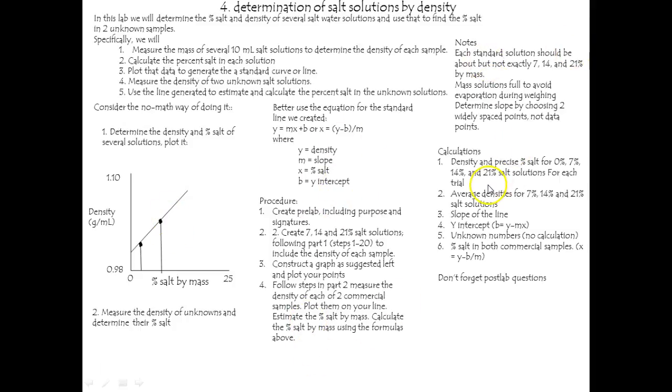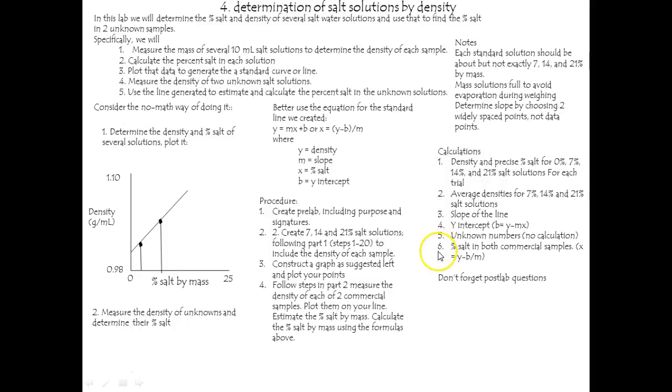All right, a couple notes and specifically what calculations we're looking for. Each standard solution should be about, but not exactly, 7, 14, and 21% by mass. And this description of how to do that is outlined in the experimental procedures. When you're massing any of your solutions, do it while the cap is on to avoid evaporation during weighing. That's just a helpful detail. And when you have to determine the slope of this line, you don't have to use actual data points that you had. You could actually find 2 widely spaced points and simply do the rise over the run to get as precise a value as you can of the slope, which has the letter m in this equation.